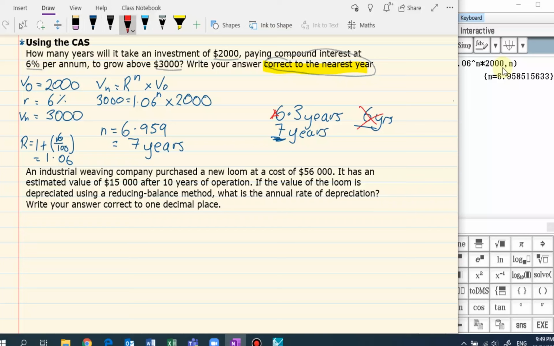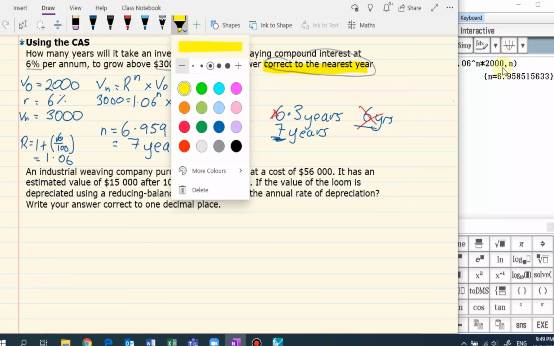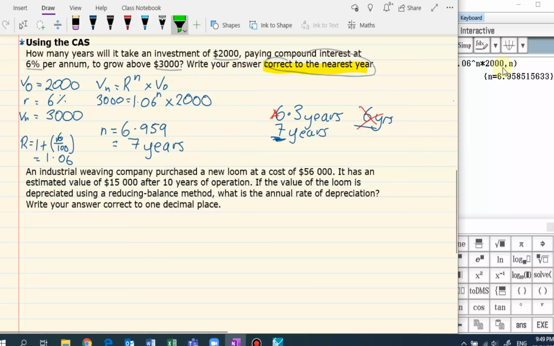Next question. An industrial weaving company purchased a new loom. I'm going to use a highlighter for this. So we're doing a new loom cost $56,000. It has an estimated value of $15,000 after 10 years of operation. If the value of the loom is depreciated using a reducing balance method, what's the annual rate of depreciation? Okay, so we're looking for the annual rate of depreciation.